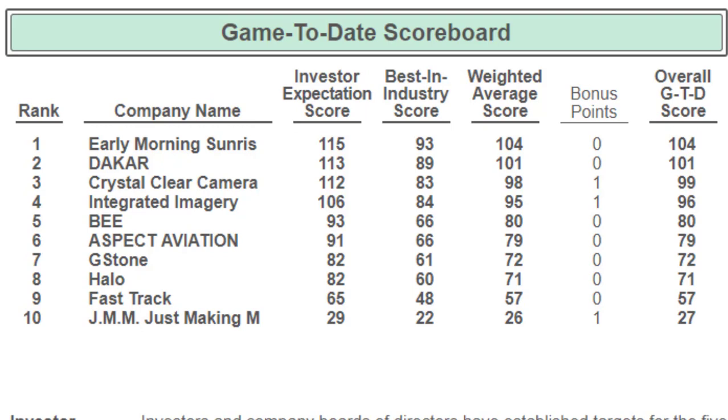Then again, highly concerned about company J because their overall game-to-date score was 27. Company F at least got 57, so they're somewhat close to company H at 71. But company J, hopefully you learn from your mistakes from the practice rounds. Now, if you're saying, well, I don't know what the investor expectation score, invest in industry, and weighted average, bonus points, and overall GTD score, what that all means.